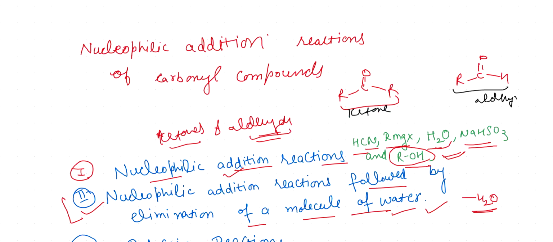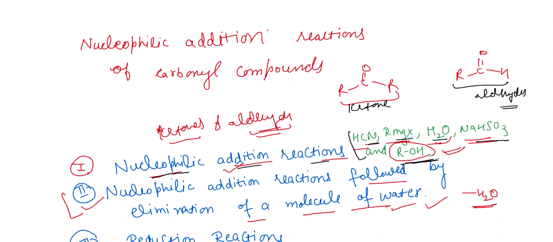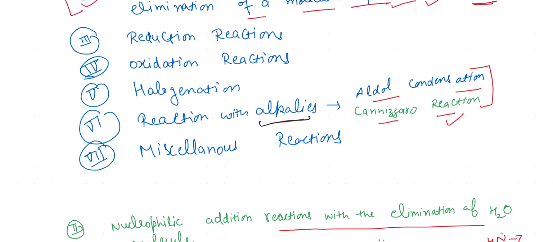In the previous lecture, we covered the nucleophilic addition reactions of carbonyl compounds with HCN, Grignard reagent, water, sodium bisulfite, as well as with alcohol. I have also made videos on the reactions of carbonyl compounds with alkali metals, including aldol condensation and Cannizzaro reactions. These two topics have separate videos. You can search on my channel.